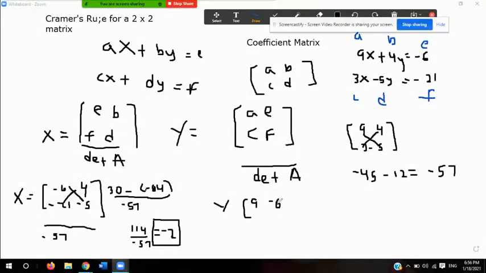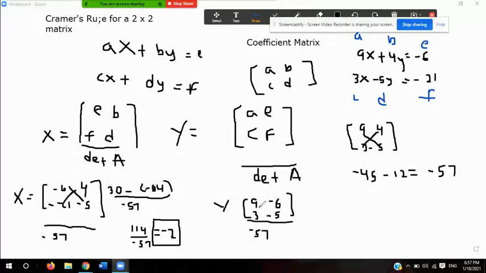And we have C, which in this case is 3. And D, which is negative 5. Over the determinant, which is negative 57. And now we do the same thing. We find the determinant and then divide it by, in this case, negative 57.